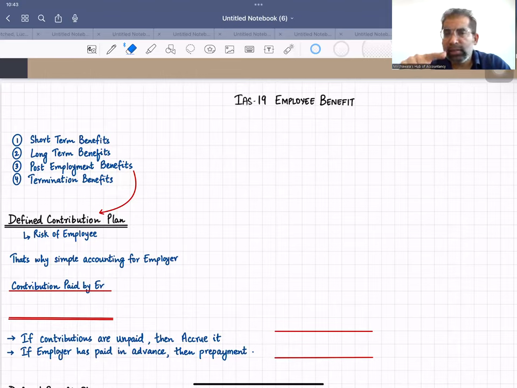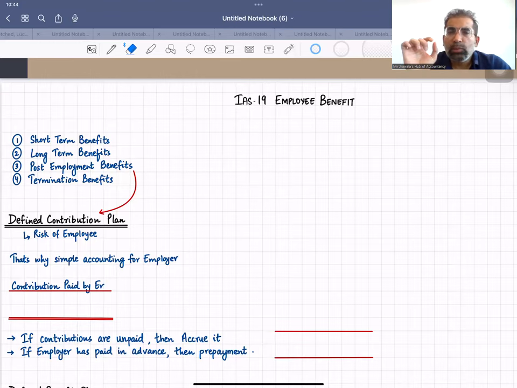Now the third and the most important, the whole topic, the major part of IAS 19 revolves around this point number three, post-employment benefit. What is post-employment benefit? Post-employment benefit means they are given once your employment period has ended, after your retirement. The best example for this is pension.